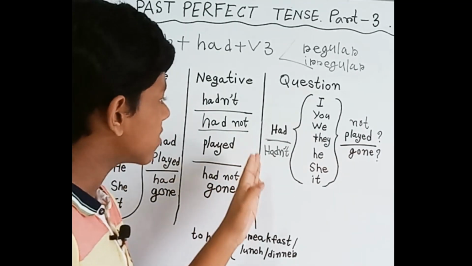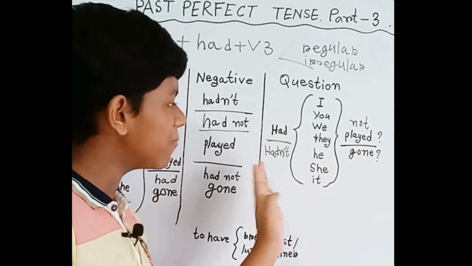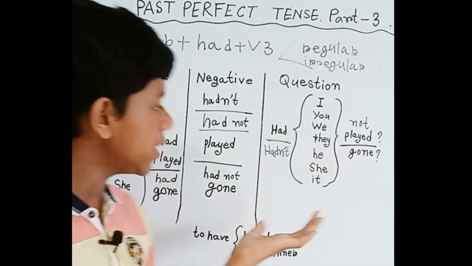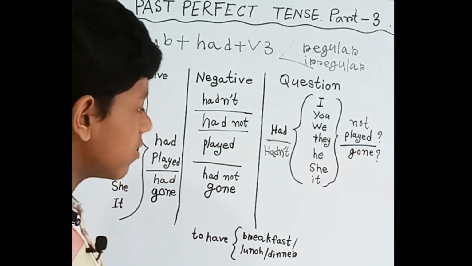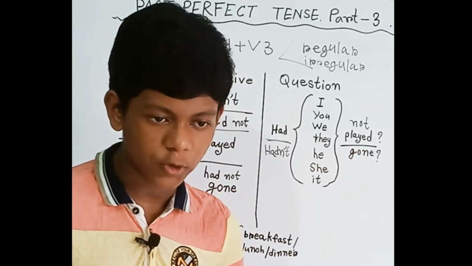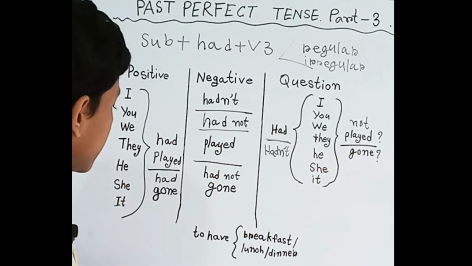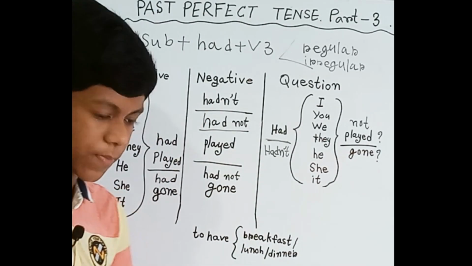It becomes like this: hadn't I played, hadn't you played, hadn't we played, hadn't they played. Same like gone, hadn't you gone, hadn't we gone, hadn't he gone, hadn't she gone. Okay, same like regular and irregular verbs. So here we have already cleared about this. Now we will practice the tricky one up here.